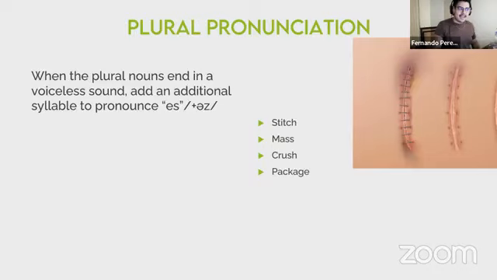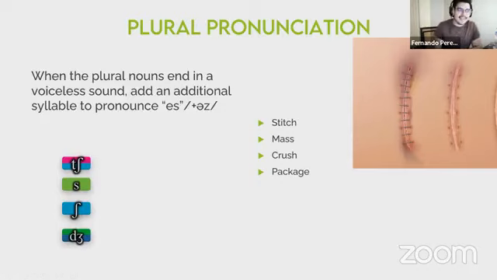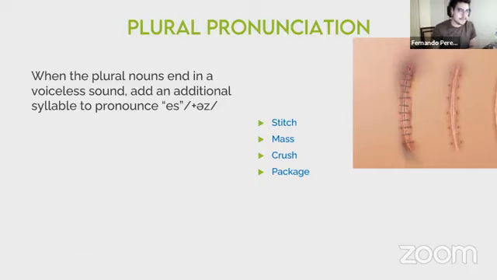Stitch, and it's very complicated when we speak plural, because for these specific sounds, if you see, for example, the sh, the s, the j and the ch, these sounds need an extra syllable to speak the plural. Of course, stitch, mass, crush, and package, all of these are nouns. What is the pronunciation for stitch in plural? Who knows? Stitches? Very good. It's one stitch and two stitches.